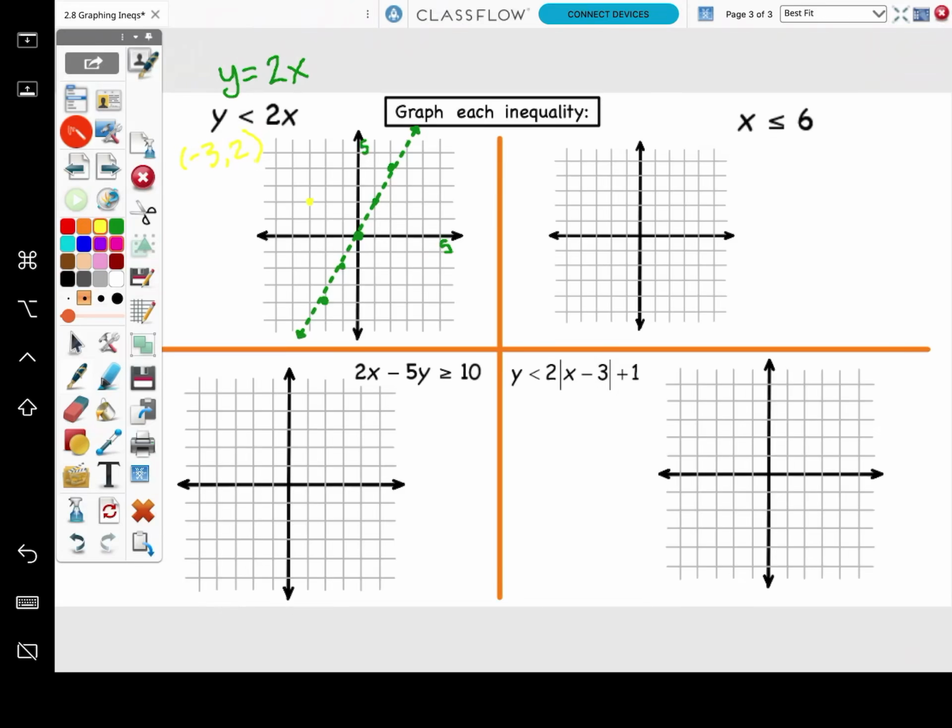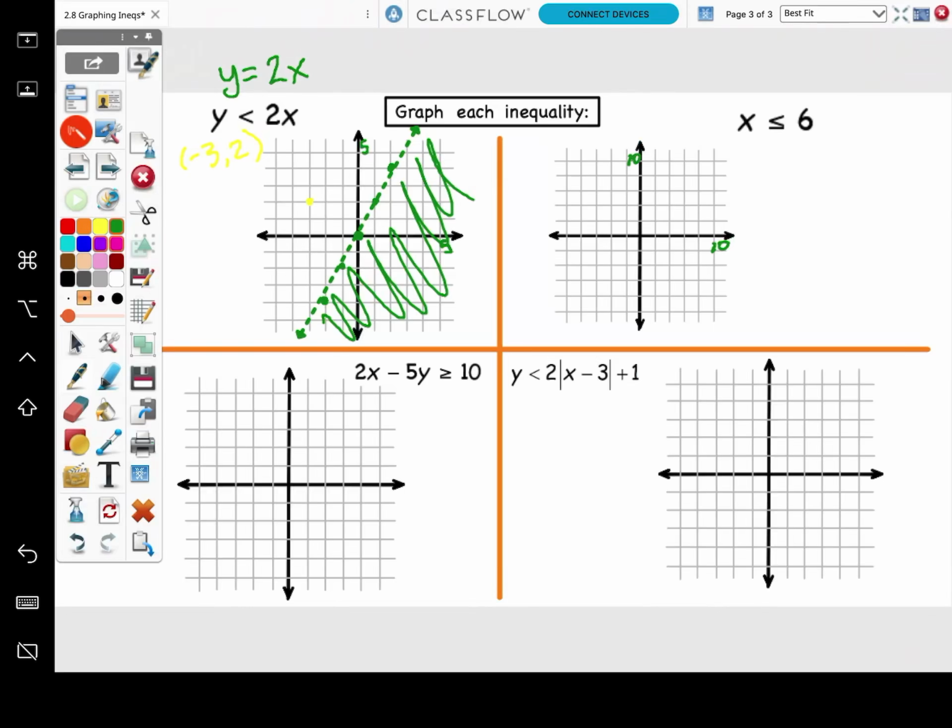So I just plug it in. And is negative 2 less than negative 6? No. So we would shade on the opposite side, and you don't need to shade in very heavily or anything like that, just indicate that you've checked. Okay? Awesome. Next one, x less than or equal to 6.